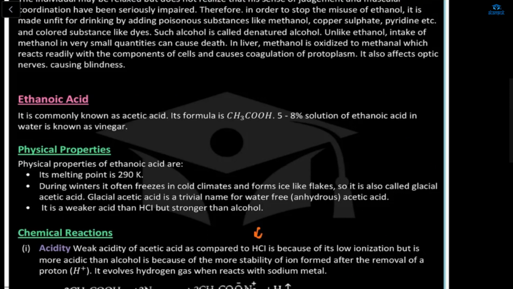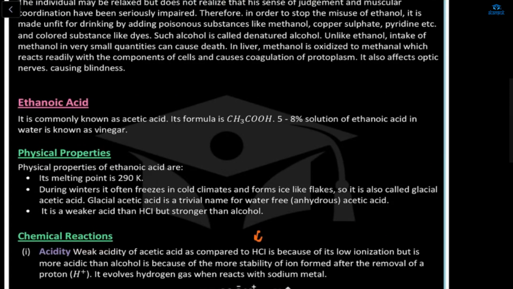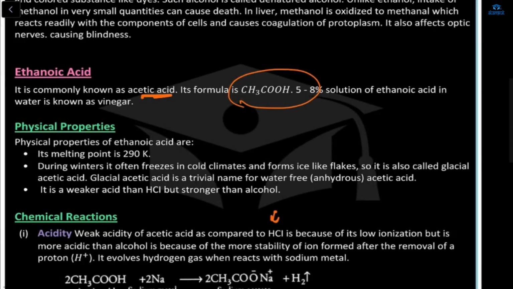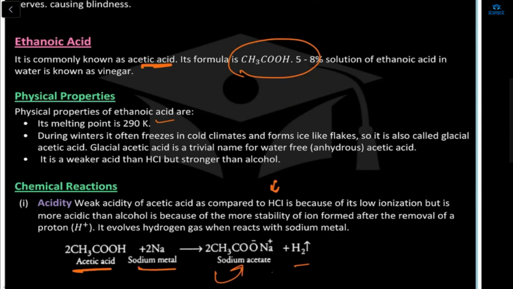And what are the physical properties? Ethanoic acid is also known as acetic acid. The formula of ethanoic acid is this. The melting point is this. You have to go through all these. These are only chemical equations, so you have to remember all these chemical equations. During winters, it often freezes in cold climates and forms ice-like flakes, like this acetic acid. It is a weaker acid than HCl, but stronger than alcohol.